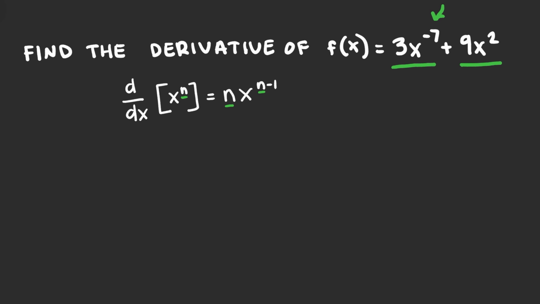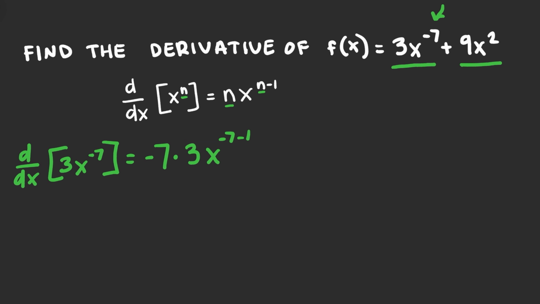So let's just write that out. We have d dx, 3x to the power of -7, and that will equal -7 times 3x to the -7 minus 1. And that's going to simplify if we multiply the -7 by 3, -21x, and then -7 minus 1 would give us -8. So the derivative of 3x to the power of -7 is -21x to the -8th power.